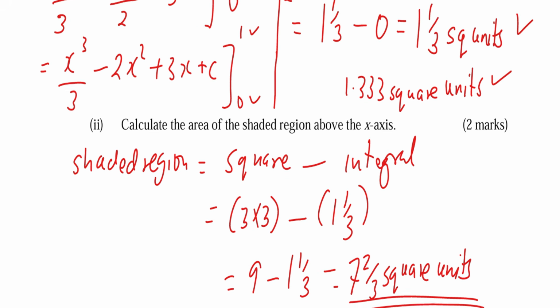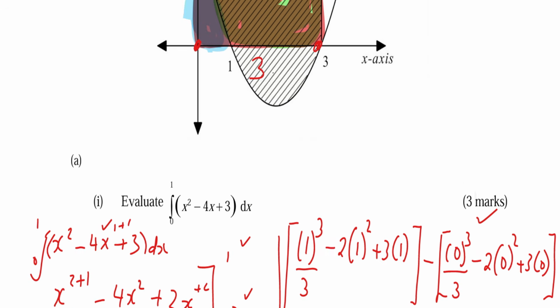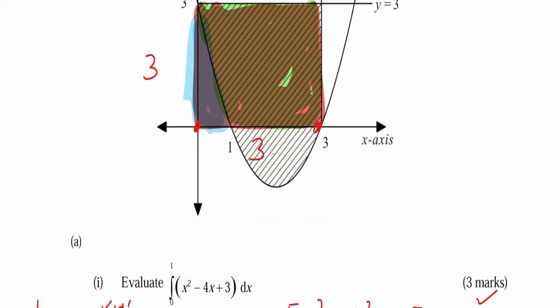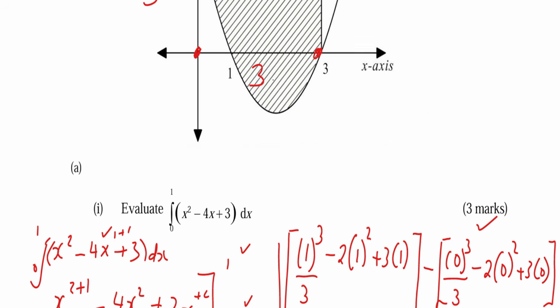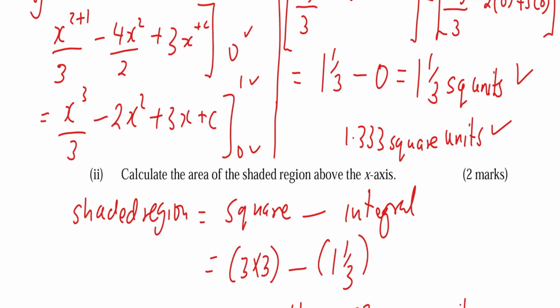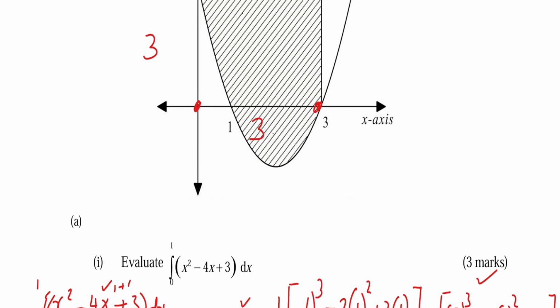Am I correct? Yes, I am. So what I did, I took the square and minus it with the one which I got in Roman 1. So let's continue from there. Is it 3 times 3? Yeah, totally 3 times 3, which is 9.